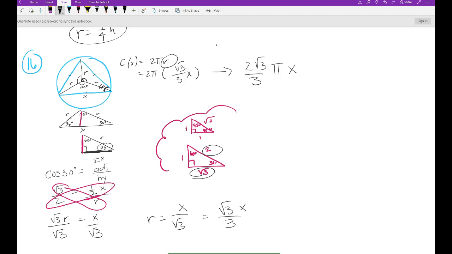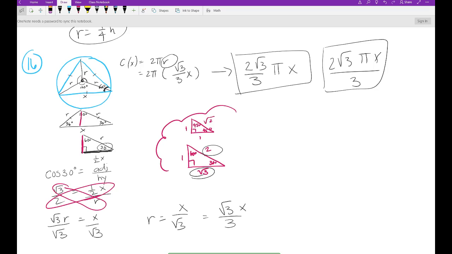Do you guys agree? Yes or no? Yes. I don't know. Yeah. Okay. Can I write 2 rad 3 pi x over 3 that way? Would that be okay too? Sure, whatever floats your boat. You can't just put the variables on the bottom though.